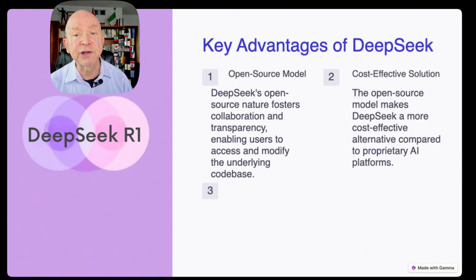Also, cost-effective solution. The open source model makes DeepSeek a more cost-effective alternative, particularly for the developers, compared to proprietary AI platforms. This is huge, and it's a big part of what we're looking at with the platform, because what it's going to do is enable many more users to get on there and developers to start developing their code at a much lower cost. Well, because of that, guess what happened? We lost over $1 trillion. That's with a T. We used to say billion with a B. Now we're saying trillion with a T in market value this week. That's pretty significant. And I think some of that's going to bounce back, but it's a major shakeup.